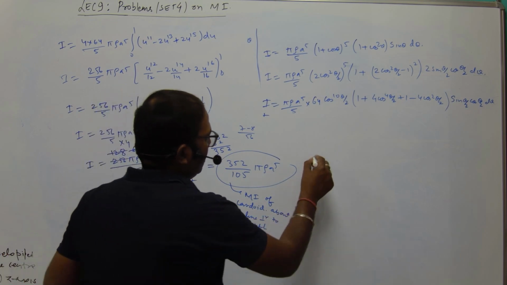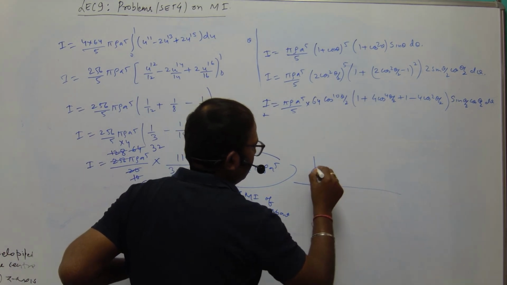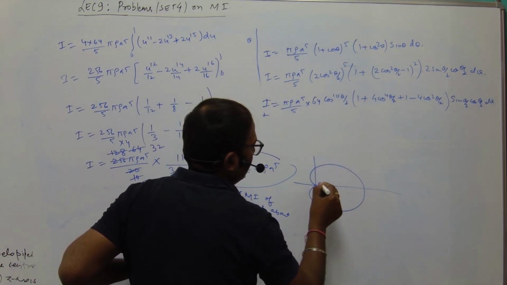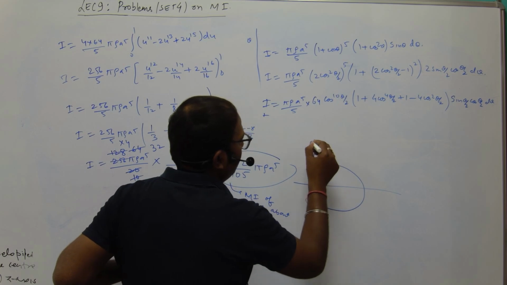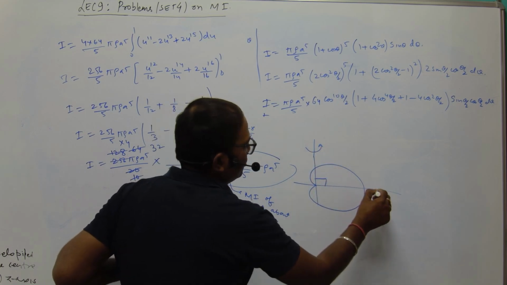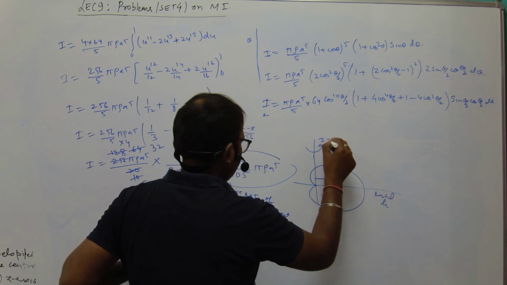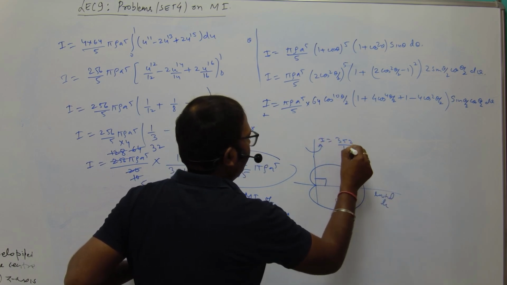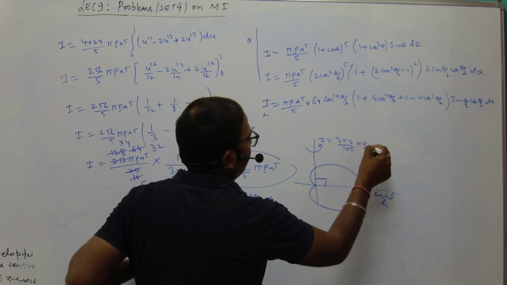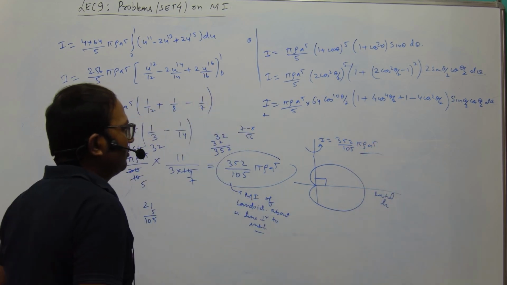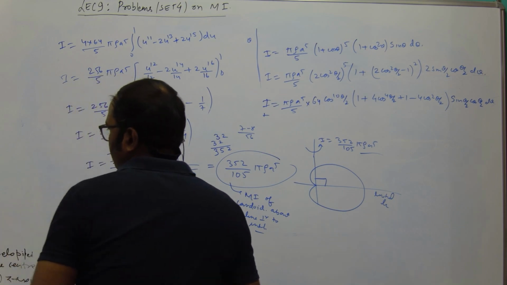Okay, so we have the cardboard like this. So we have to find the moment of inertia about this line. This line is perpendicular to the initial line. This is the initial line. So about this we have I equal to 352 upon 105 pi rho a^5. Okay, so this is our moment of inertia. So let us discuss question number 8.